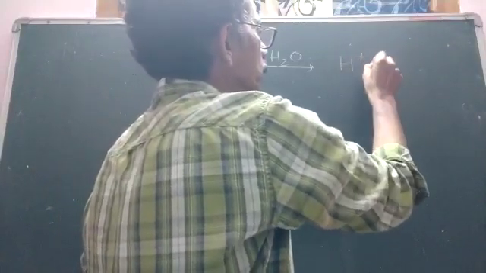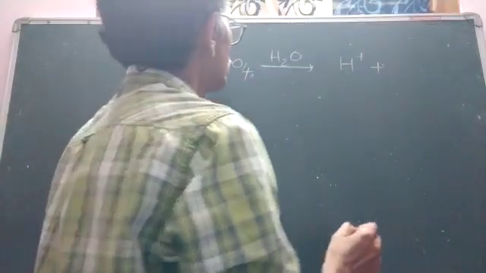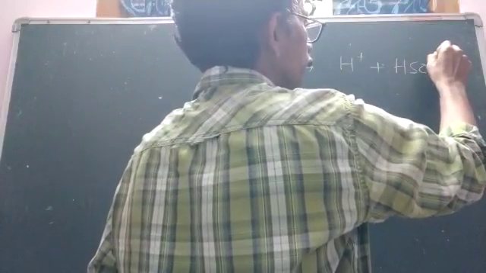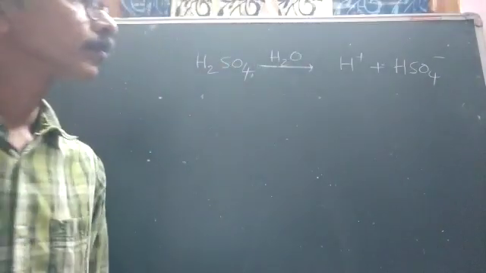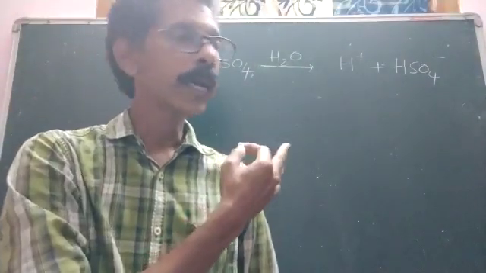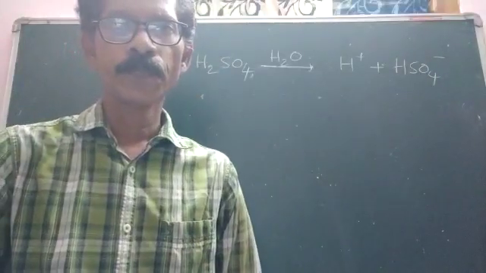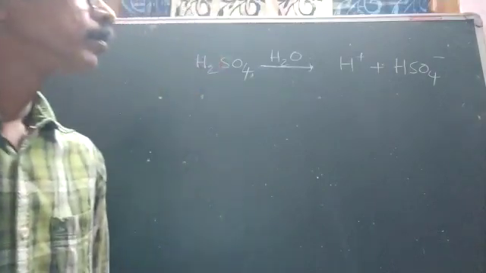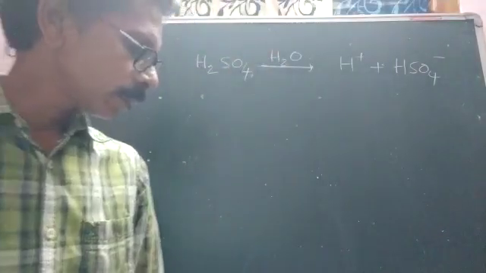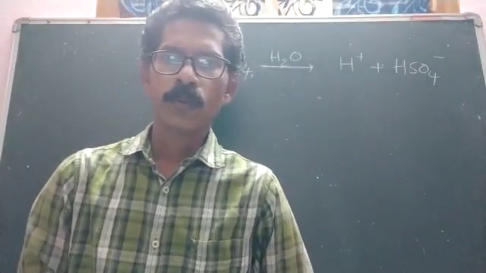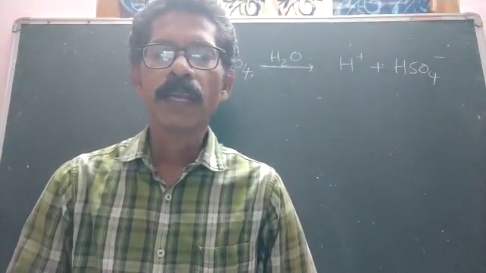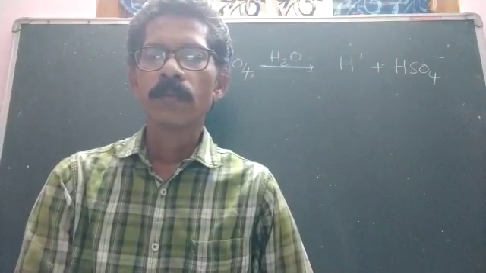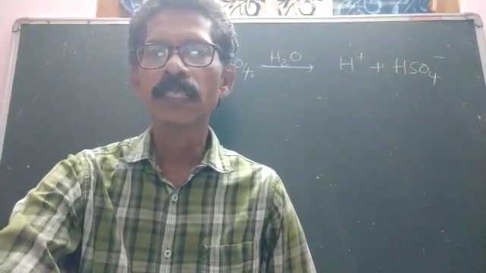H plus, HSO4 minus. Hydrogen and bisulfate. So these are the production of ions when an acid dissolves in water. So an aqueous solution of acids produces ions.